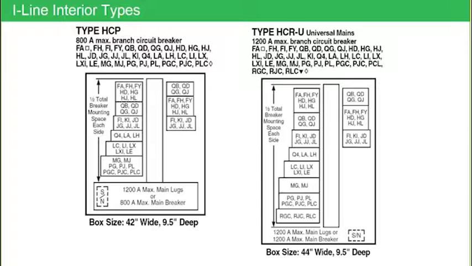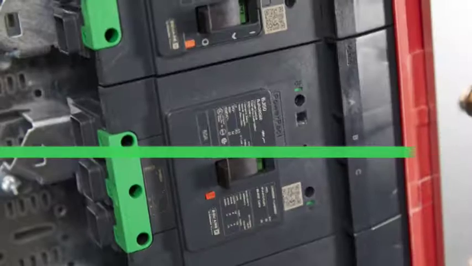1200 amp maximum main lug or main breaker. So back to our point with the HCR-U, if it was a main lug device, then we would take a sub-feed lug kit and we would back feed it as the main. 44 inches wide, so this is the largest interior that we make in I-Line panel board construction.